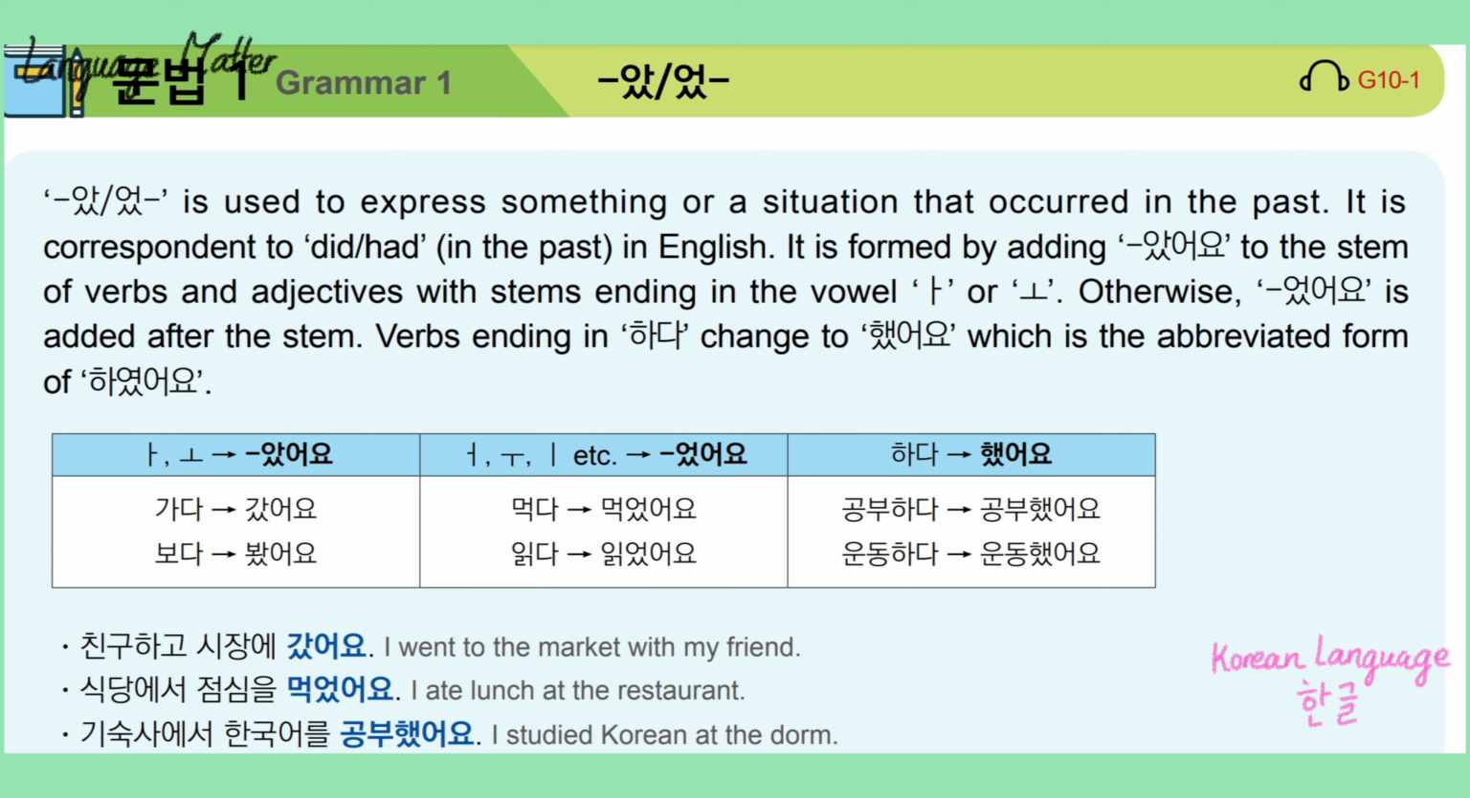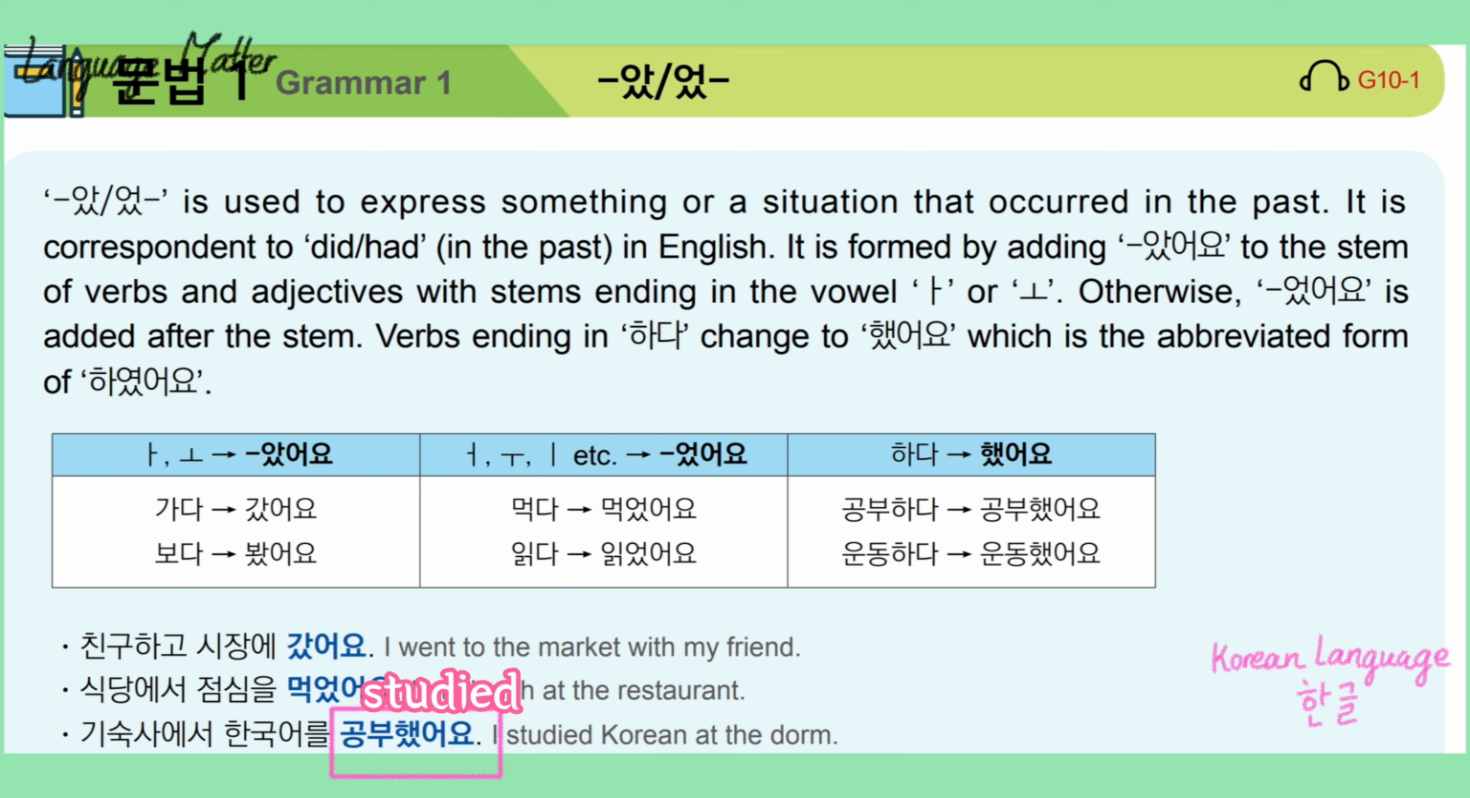Let's hear another example. 식당에서 점심을 먹었어요. Good. What's the verb for eat? To eat? 먹다. Okay. So what's ate? 먹었어요. You got it. And here's another sentence that you might use a lot if you come to Korea as an exchange student. 기숙사에서 한국어를 공부했어요. Good. So, what's the verb here? 공부했어요. Great.